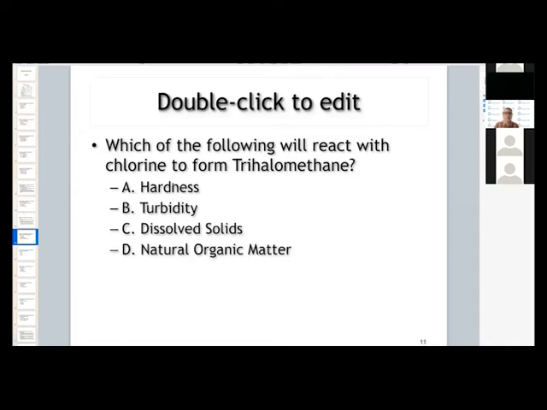Which of the following will react with chlorine to form trihalomethanes? So this is going to be a repeated question. It's guaranteed it's going to be on your exam because of the effect trihalomethanes have on people. It's a carcinogenic compound and it has been found to form cancer. So when you have naturally occurring organic material in the water and you introduce it to chlorine, it will form high levels of trihalomethanes. An acronym for trihalomethanes is THMs. So that's something you'll see.